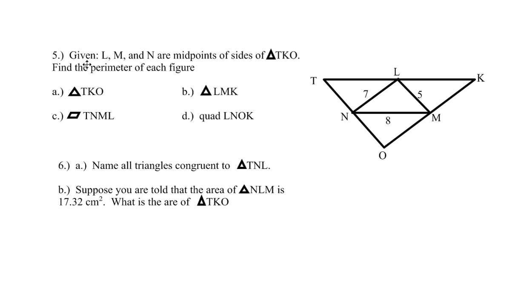The next one says, number 5, we have given L, M, N are midpoints of the sides of this triangle. So here's a midpoint, and a midpoint. I think it's very important that we always label diagrams if we can. So triangle TKO, we want to find the perimeter of each. Well, here, if this piece here is 7, then OK is going to be twice that length because NL is connecting midpoints of the sides of the triangle. So it's not only parallel to OK, it's half its length.